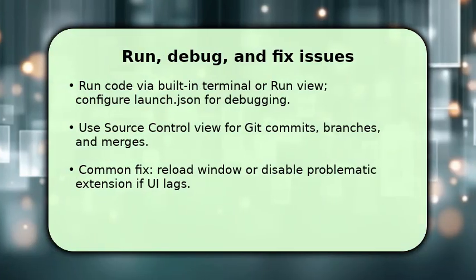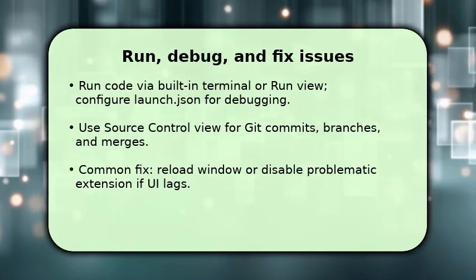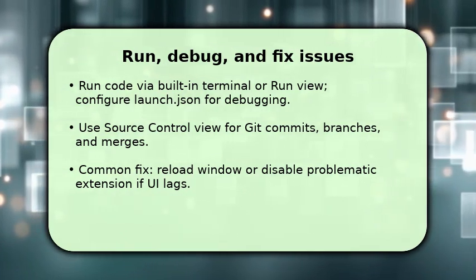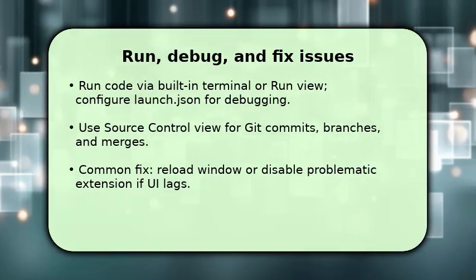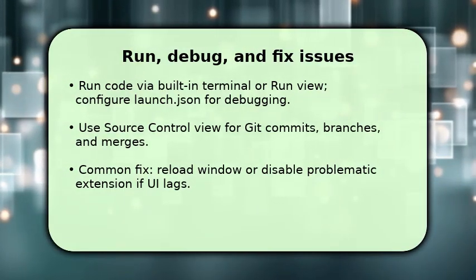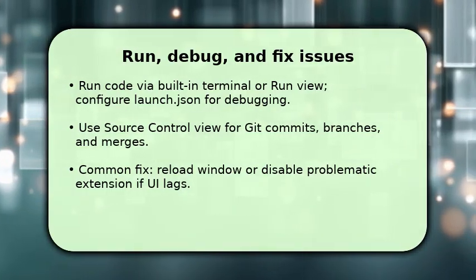To finish setup, you'll run and debug your code. Open the integrated terminal or use the run view and create a launch.json for complex apps. Make commits and manage branches in the source control panel so your work stays tracked. Once comfortable, enable settings sync to keep everything consistent.